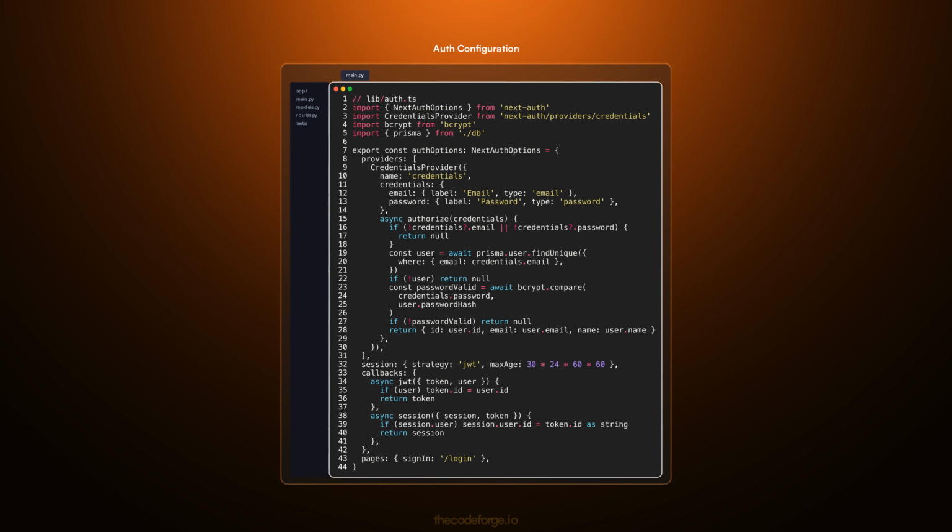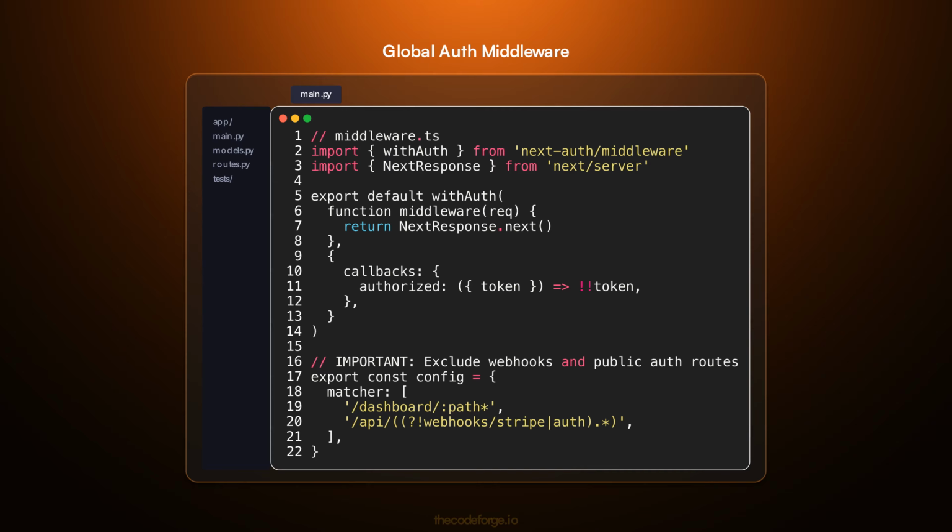This global middleware uses NextAuth's auth to protect all dashboard and /api routes except webhooks and auth endpoints. However, this middleware was added late in the development process. Routes generated before this middleware existed were never retroactively protected. That's the root cause of the auth bypass.